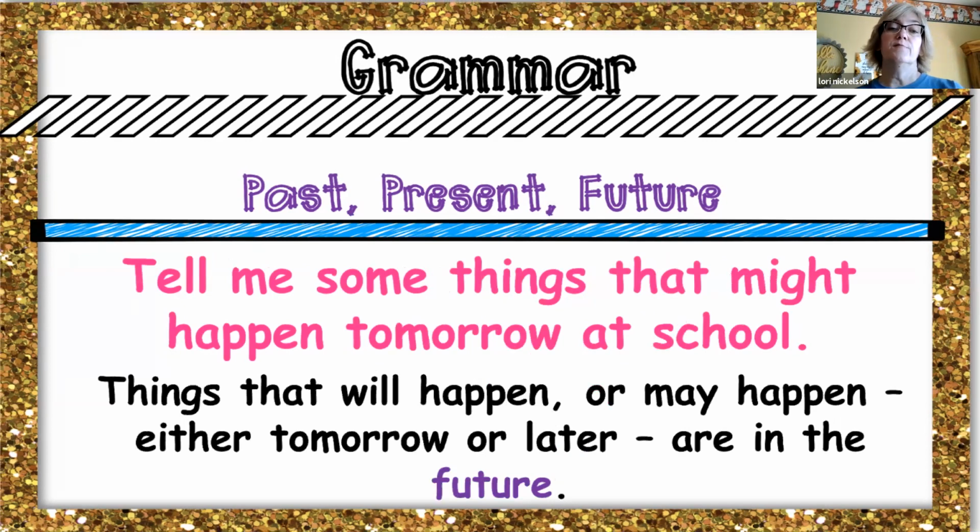Okay, past, present, and future. Tell me some things that might happen tomorrow at school. Oh, I will get to have ice cream tomorrow. And we will have gym. Okay, so things that will happen or may happen either tomorrow or later are in the future. So things that may happen will happen in the future.